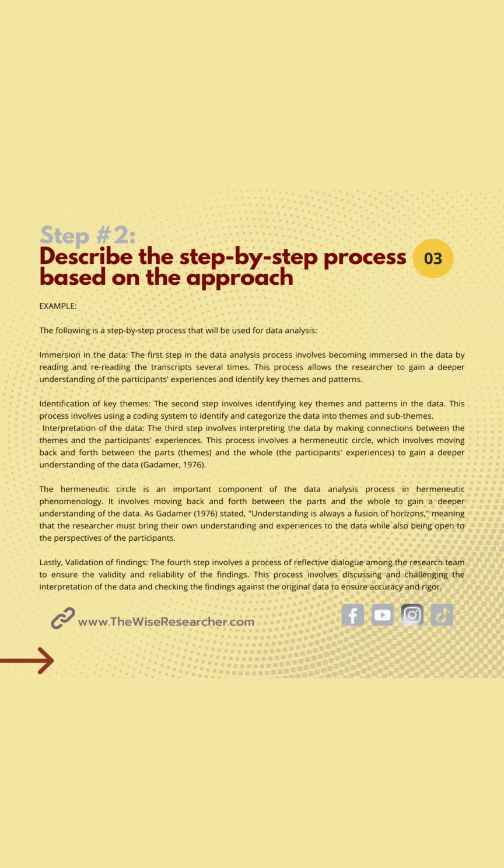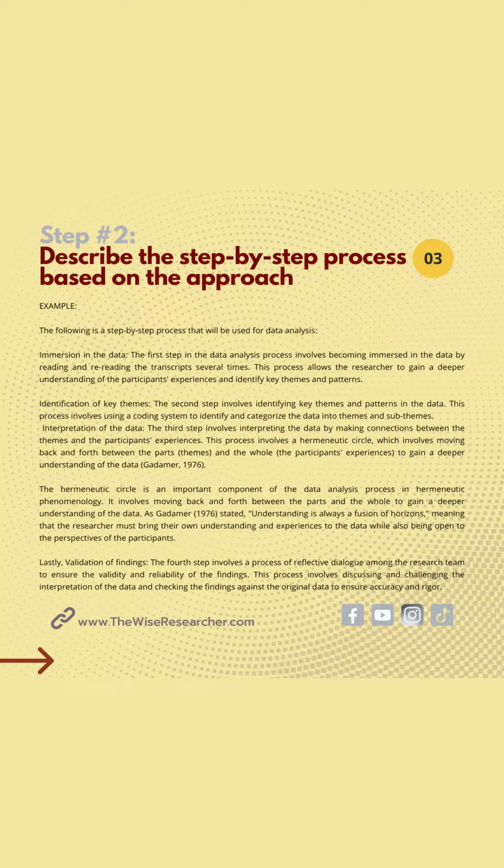Step number 2. Identification of the key themes. The second step involves identifying key themes and patterns in the data. This process involves using a coding system to identify and categorize the data into themes and sub-themes. Step number 3. Interpretation of the data.